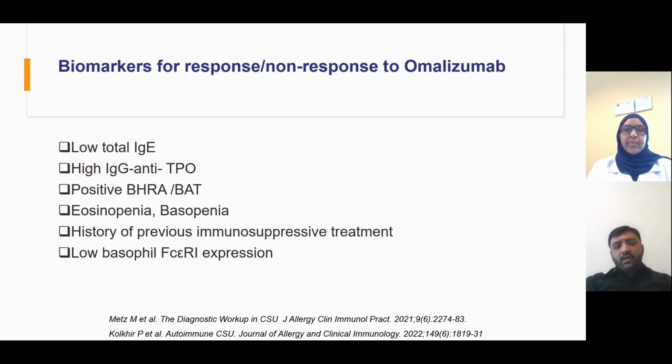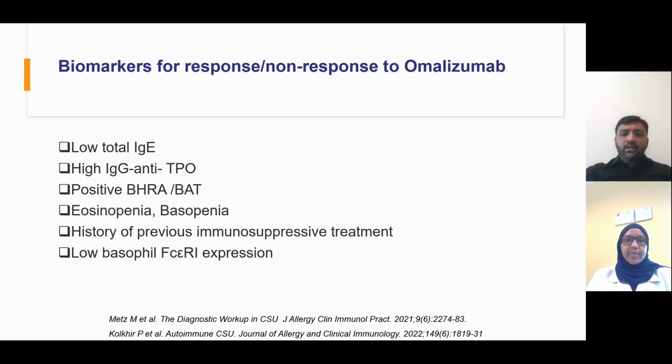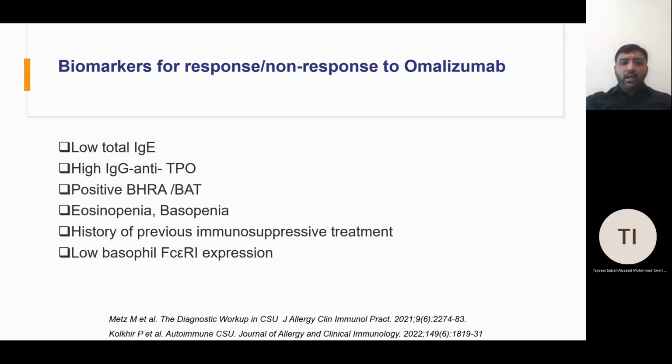Similar to the biomarkers that have been looked into to differentiate the two endotypes, these biomarkers are also being used to assess the response to Omalizumab. The non-response to Omalizumab has been found to be associated with a low total IgE, high IgG anti-TPO or their combination, a positive basophil activation test, the presence of low eosinophil or basophil counts, which are all markers of type 2 autoimmune chronic spontaneous urticaria.